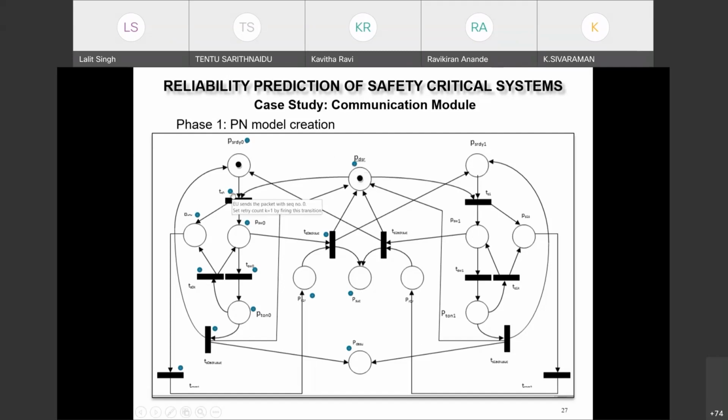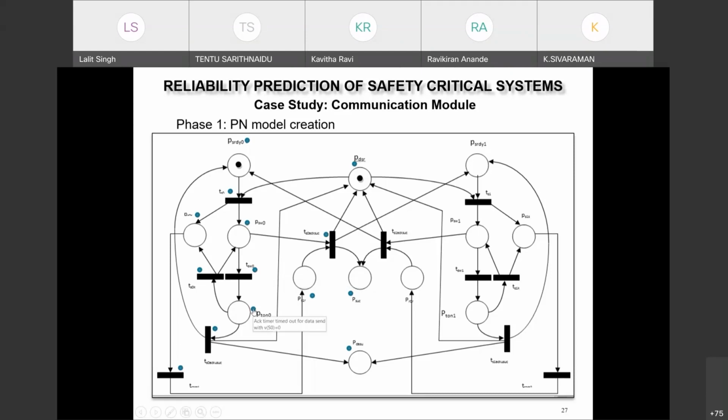And there is a transition TS0, which represents that the embedded unit sends the packet with sequence number 0. And it sets a try count k equal to 1 by firing the transition. Then PSW0 represents that the embedded unit is waiting for the acknowledgement with sequence number 0, because once I have sent, it has to wait for the acknowledgement. And then the TSW0 transition represents that the embedded unit detects the timeout of the acknowledgement.